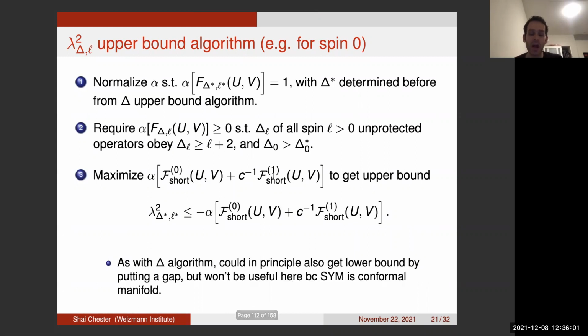Just as with the scaling dimension algorithm, in principle we could also have gotten a lower bound by putting in a gap, but that's not useful because we haven't put in the value of tau.